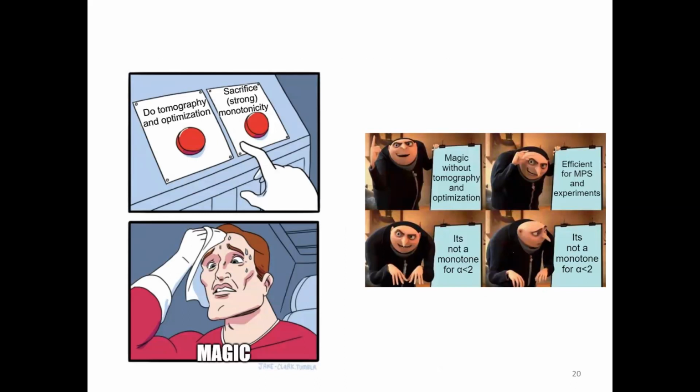Okay, so that basically sums up the problem we seem to struggle with here. If you want to compute a magic resource theory, to our knowledge, we either have to do tomography and optimization, which is kind of annoying, or we have to sacrifice our strong monotonicity. So basically we have to choose. Do you want something which is a strong monotone? Then we have to do tomography and optimization. Or if you want to do something efficiently, we have to sacrifice something, apparently. So this seems to be the current conundrum, but maybe there's a way out, I don't know.